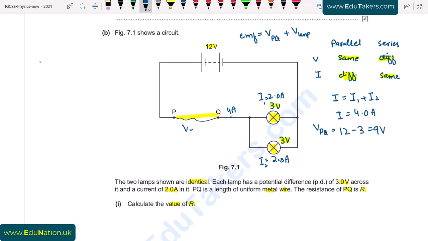So here V is 9 volt and current through the whole circuit is 4 ampere, because in a series circuit current remains same. By using these two values, I can find the resistance by using Ohm's law. V is equal to IR and R is equal to V over I. Potential is 9 volt and current is 4. So the resistance comes to be 2.2 ohms. So the resistance of wire is equal to 2.2 ohms.